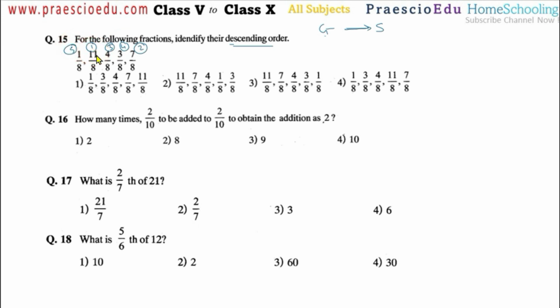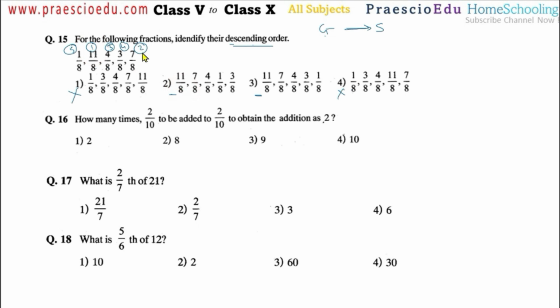So the first one is 11 by 8, and 11 by 8 is given in option number 2. Option number 3 has 1 by 8, so this is incorrect, and option 4 also has 1 by 8, so this is also incorrect. This order we have to maintain, so that's why this should be first.